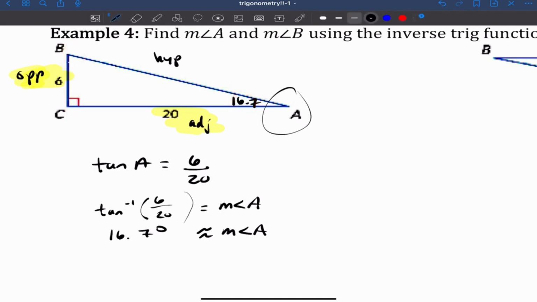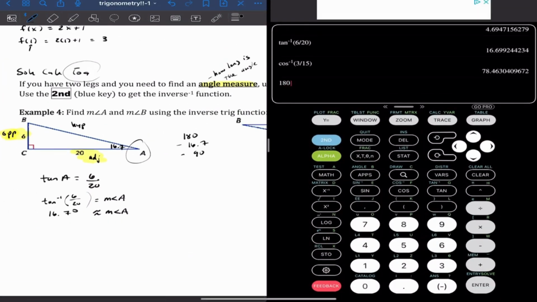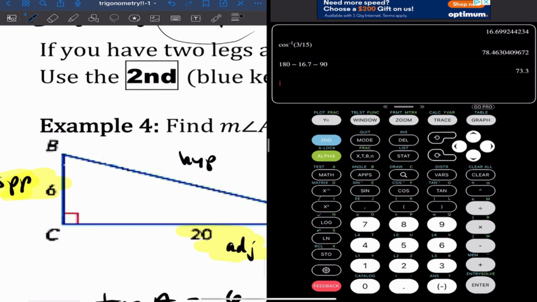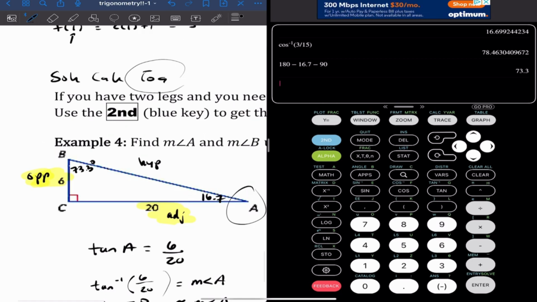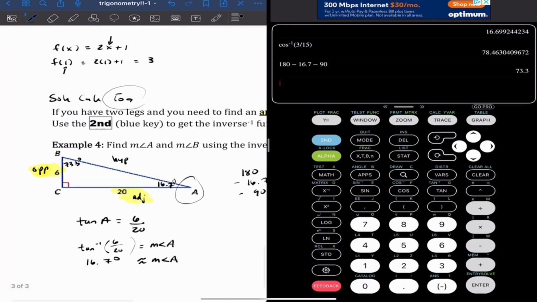So to figure out measure angle B, again, I'm just going to do 180 minus 16.7 minus 90 degrees. So let's put that in our calculator real fast. 180 minus 16.7 minus 90. Press enter. Okay, so measure angle B is approximately 73.3 degrees, okay? So that's the answer. So there's measure angle A, and then there's measure angle B.